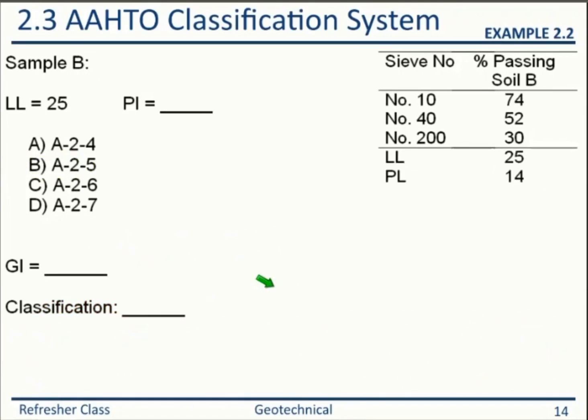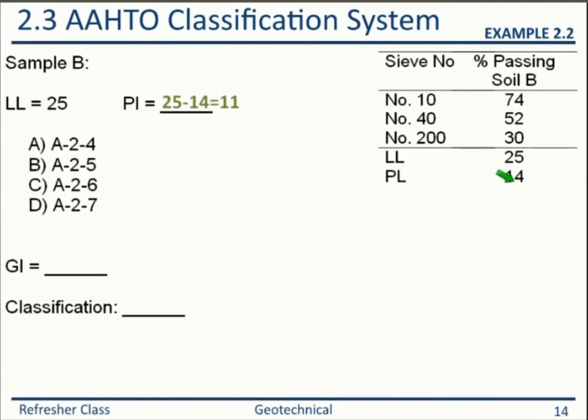Let's do soil sample B. Okay. If you look at here, percentage passing through number 200 sieve is 30%. So you have to obviously start at the left side, right? Without doubt. But if you look at here, you have got liquid limit and plastic limit. So that will give you the PI. What is the PI of this soil sample B? Can you tell me the PI? It is 11, right? Because liquid limit minus plastic limit is the plasticity index PI, 25 minus 14 is 11.